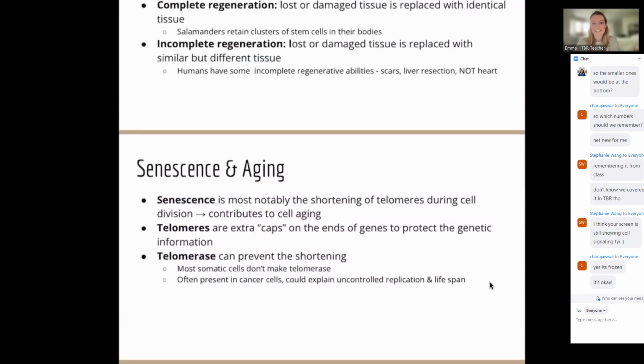Last slide, sorry for being right on time, is just the concept of senescence, which I know seems weird and added in, but it's in this topic. Senescence is the shortening of telomeres. So when we have our gene of interest at some point on our DNA, there are these extra protective caps on the end called telomeres.